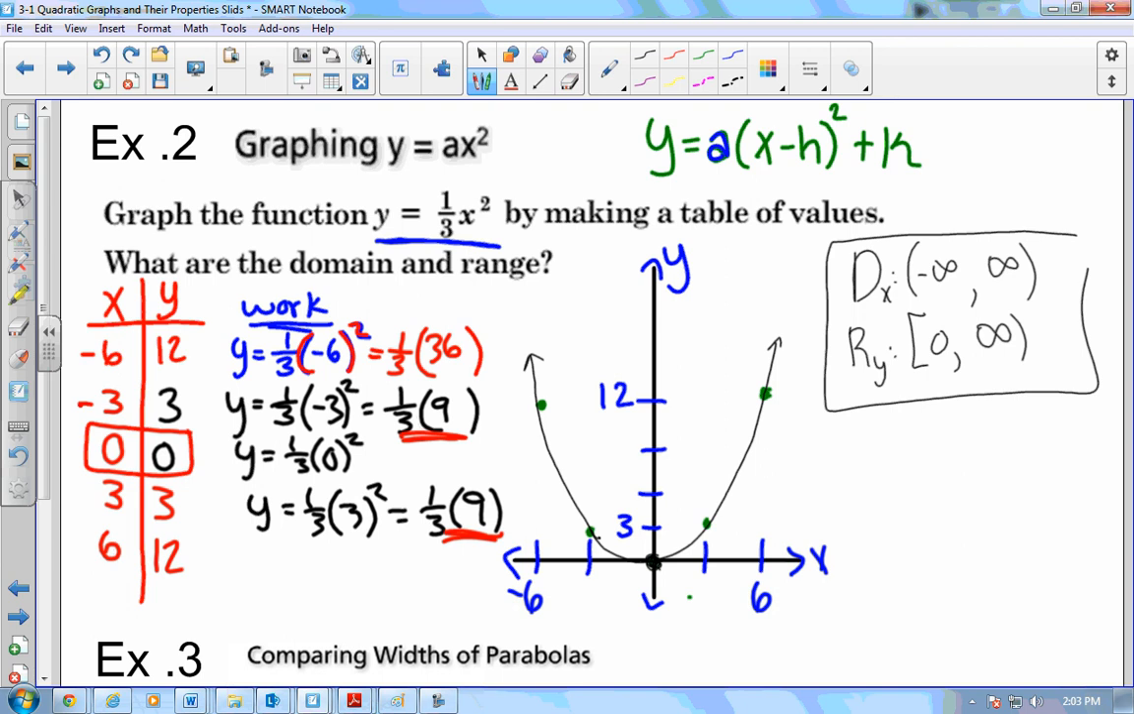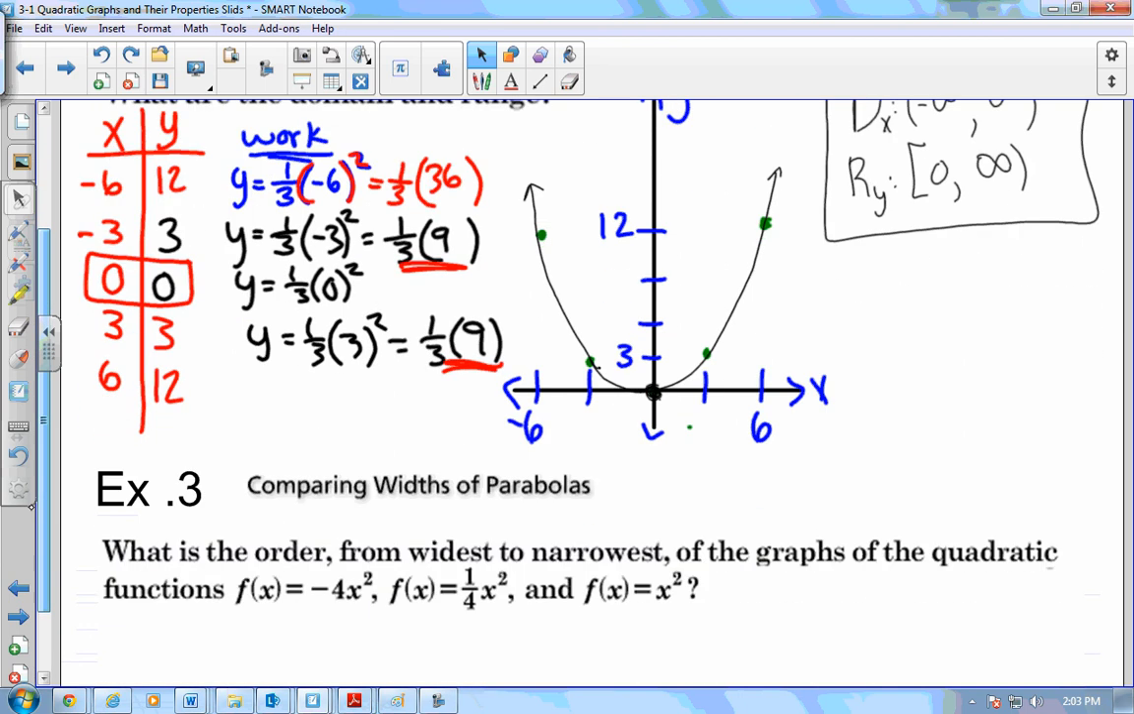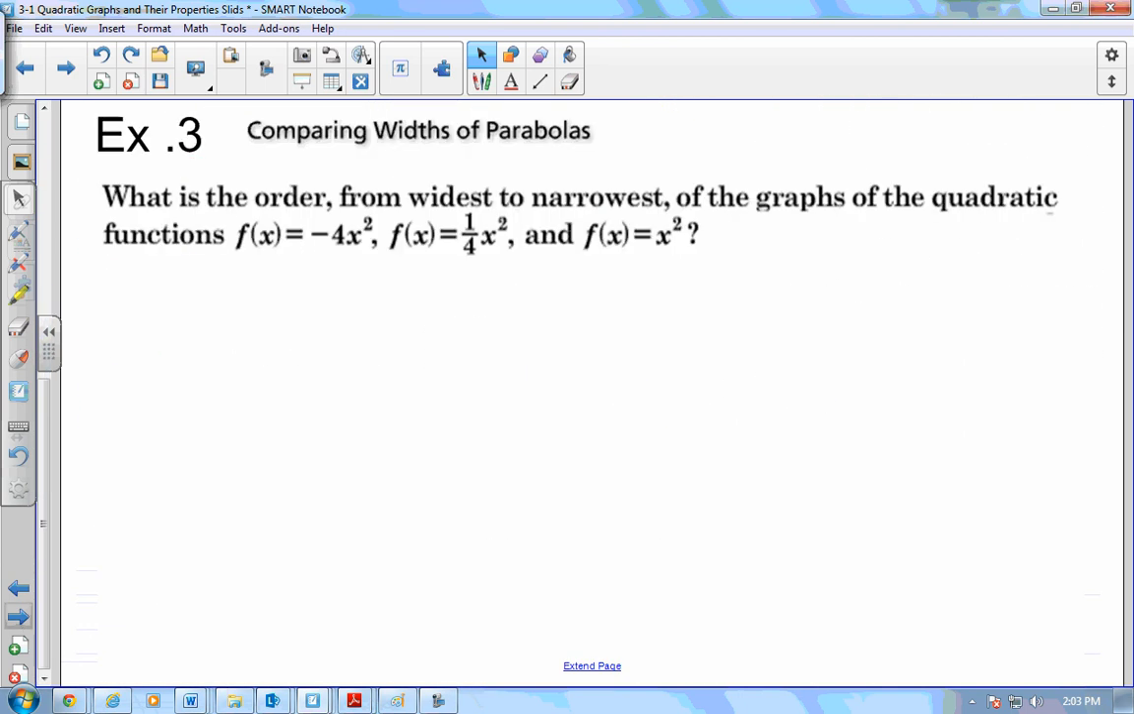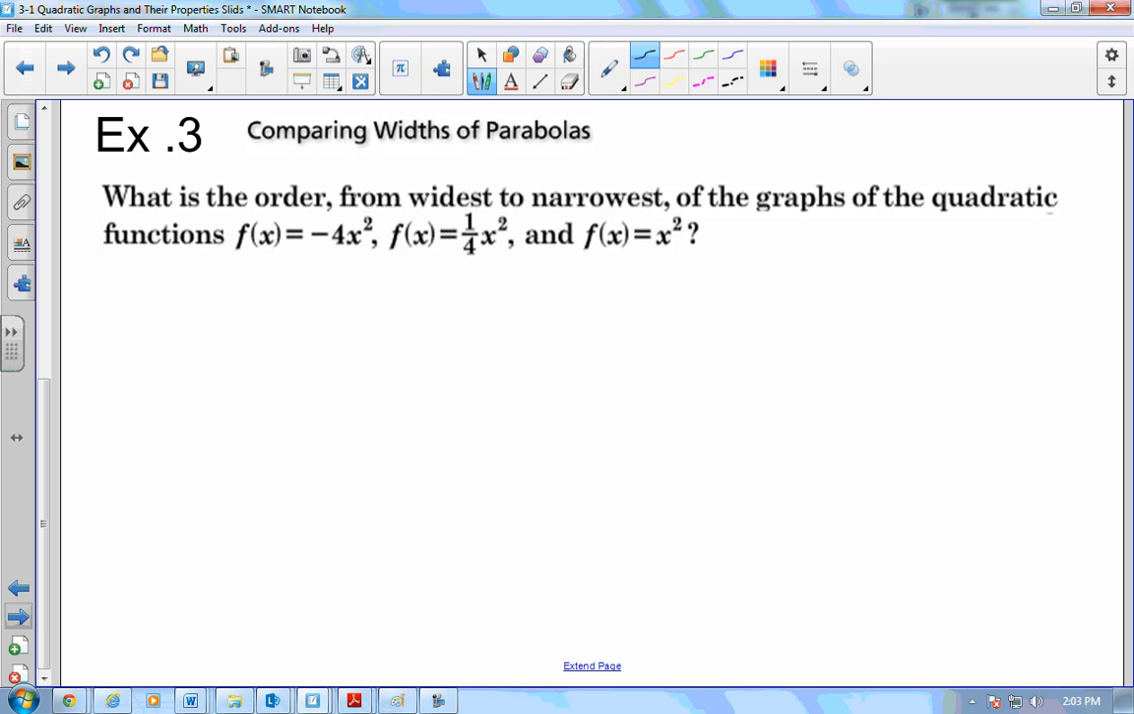Okay, example 3 is where you need those calculators. Example 3, we're going to graph it with a calculator to see what happens with these functions. Would you please write down on your notes these 3 functions?